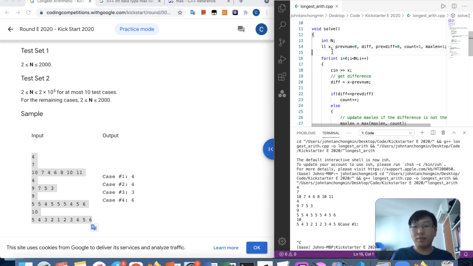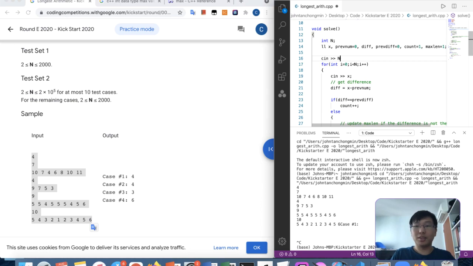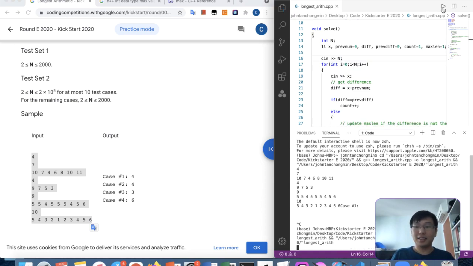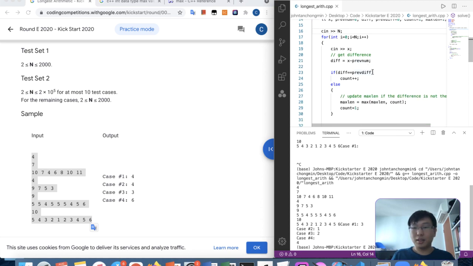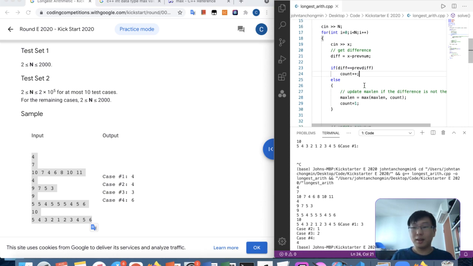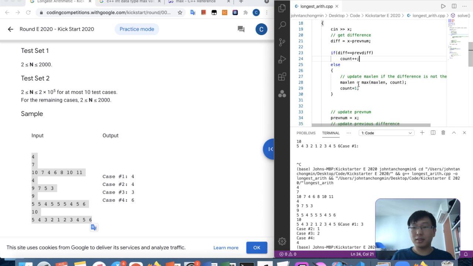Oh, I forgot to do one step. I forgot to print the endl. A silly mistake. Let's try running this again. Case 1 is 3, case 2 is 1, case 3 is 2, case 4 is 4. It's not exactly getting it right. Let's see why. If diff equals previous diff, count plus plus, else we reset this.